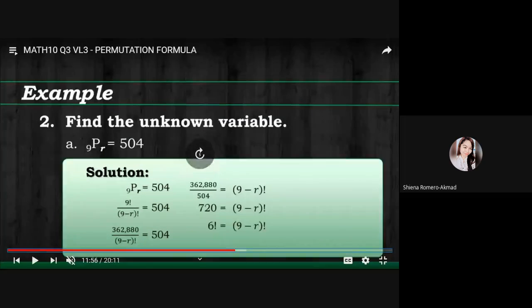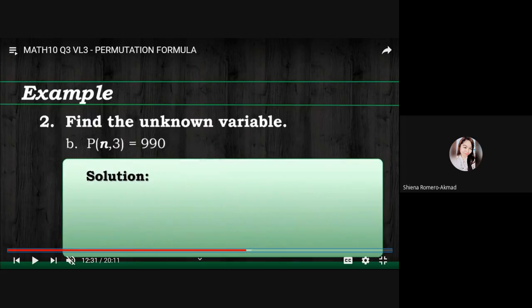Okay? So, ito yung solution for letter A. Katulad ng ginawa natin. Yan. So, R is equal to 3. While in letter B, there's a solution.